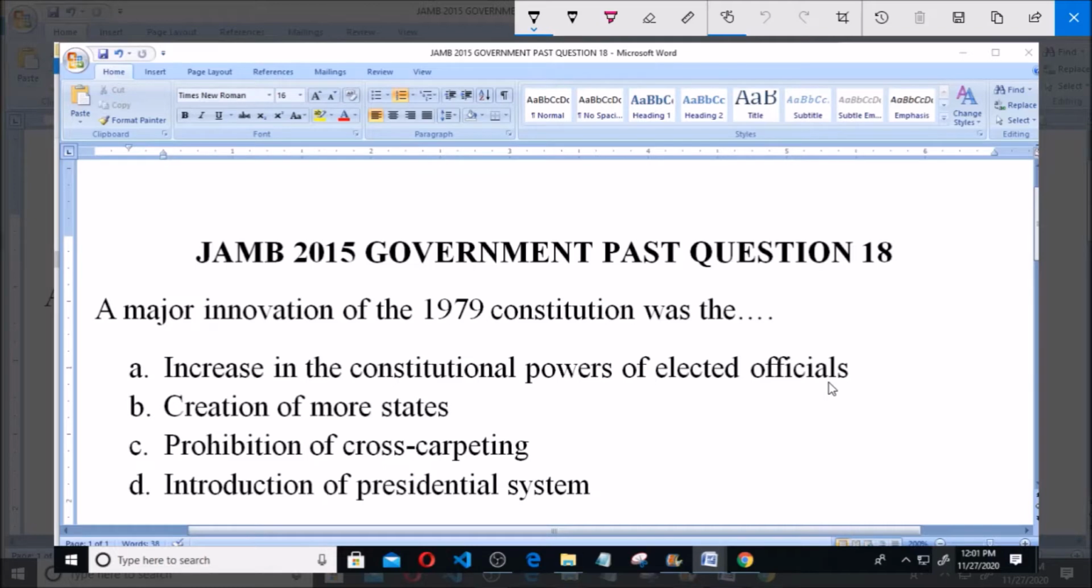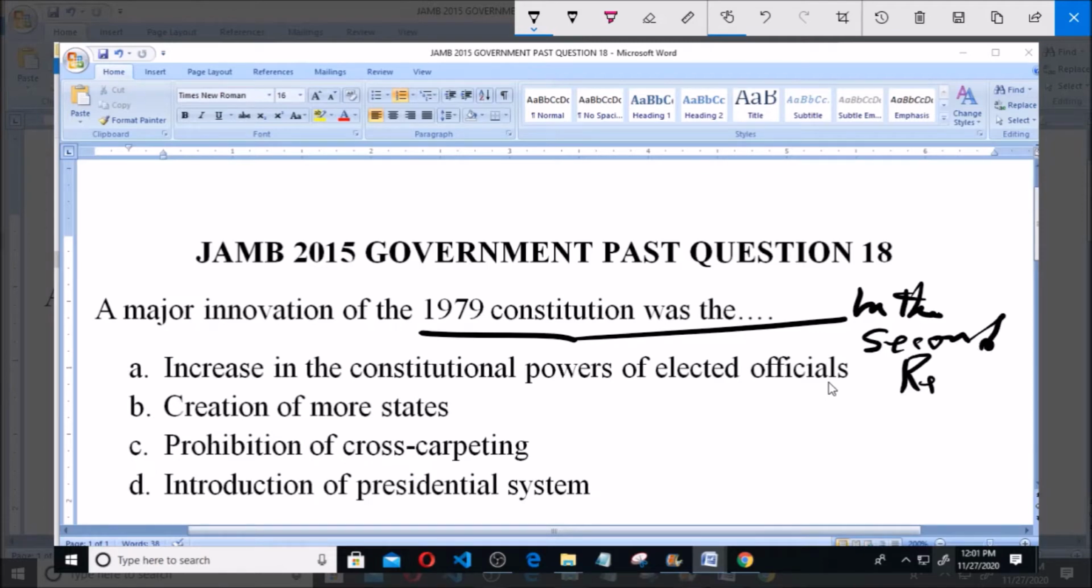Question number 18 says, a major innovation of the 1979 constitution was the dash. The 1979 constitution came into being in the Second Republic, or Second Republican.